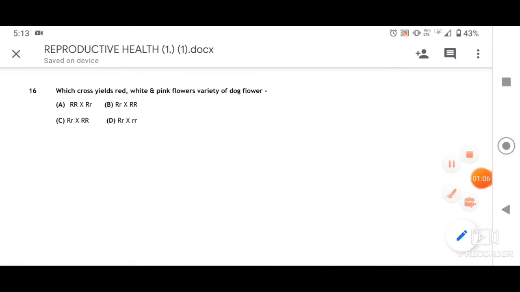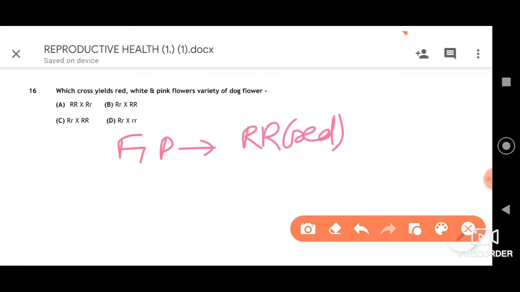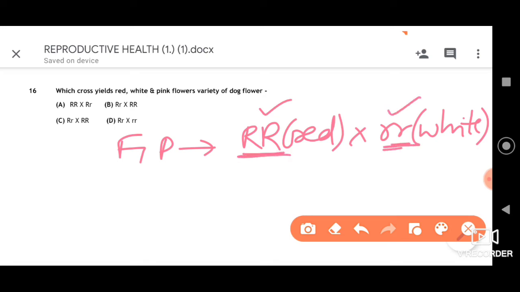Say, if we consider the F1 parents, capital R is red, the genotype I am writing. Small r is the genotype, and it is white colored. This is homozygous, this as well is homozygous. This is homozygous dominant, this is homozygous recessive.